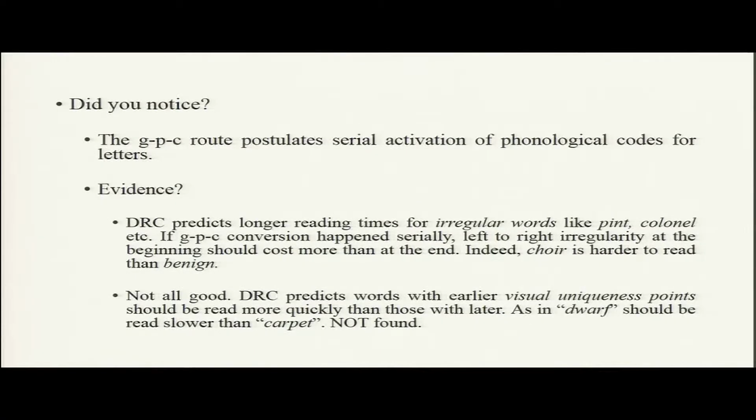So, this is one. Now, this is also not completely alright, because for example, the DRC predicts that words with early visual uniqueness points should be read more quickly than those which have later visual uniqueness points. For example, in dwarf, the visual uniqueness point DW is earlier, and yet it is read slower than carpet. This is the prediction of the model, which is not really confirmed by the literature.